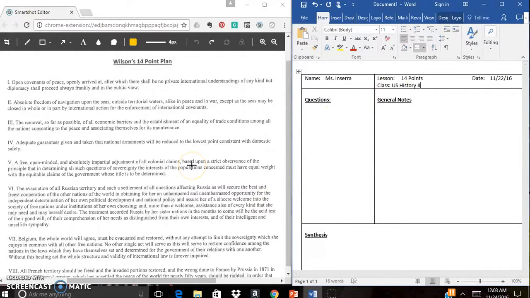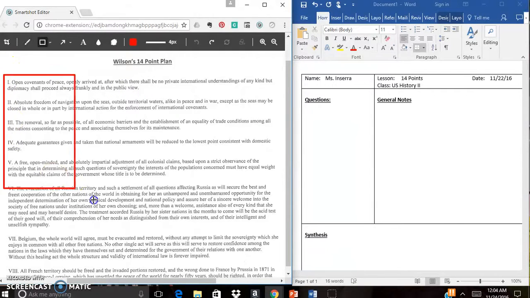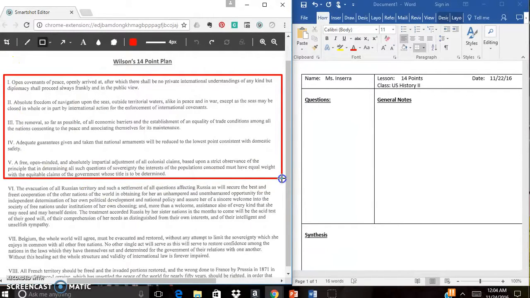Alright, so we'll take a look at the 14 points on the left side of the screen here. Notice we are using our Smart Shot editor, so we can do some annotation on the actual document. We're going to focus on the first 5 points for now. So let's start out by blocking those off so we know just to focus on these ones for now. And specifically, we'll take a look at point number 1.